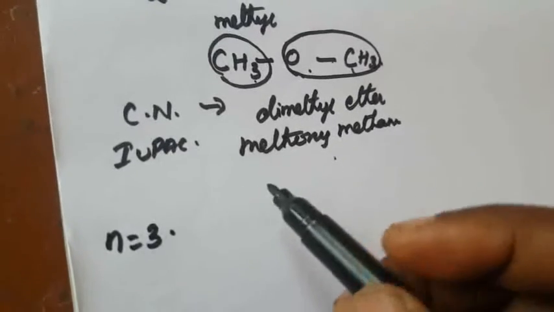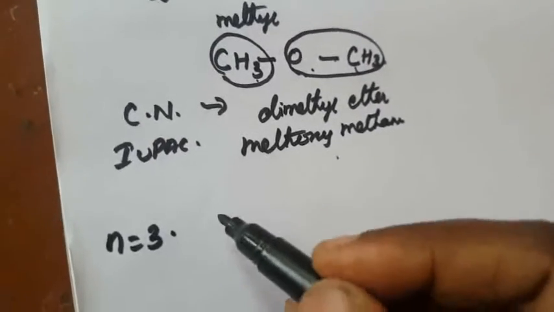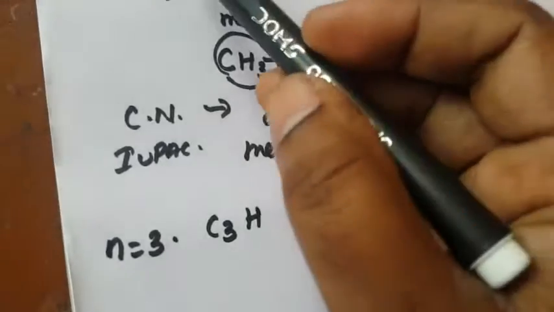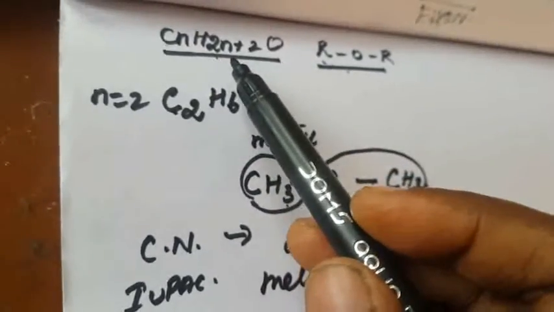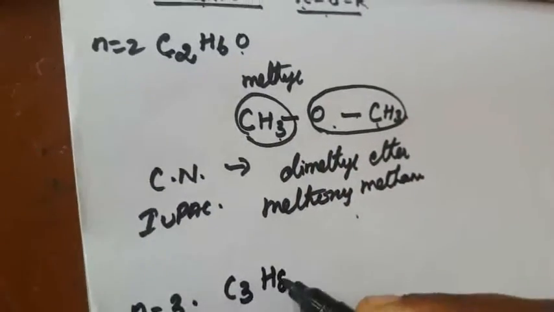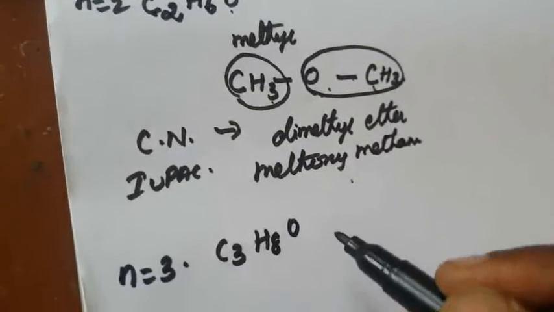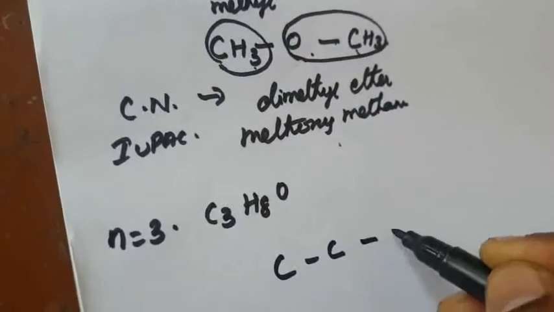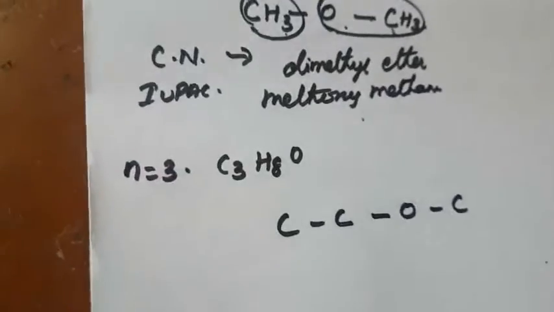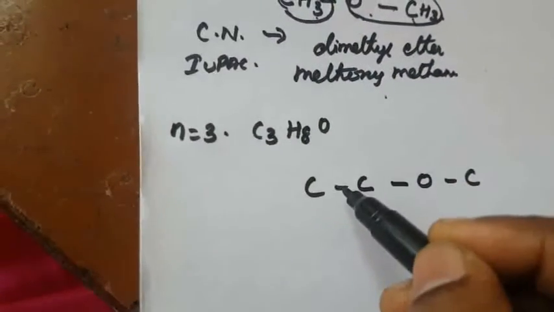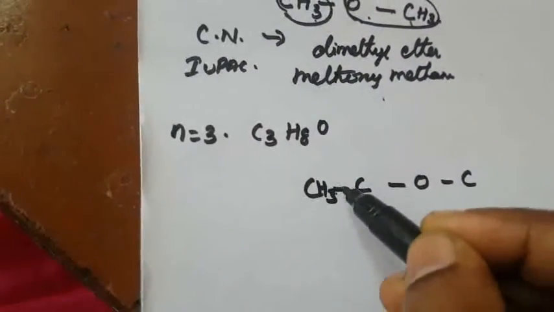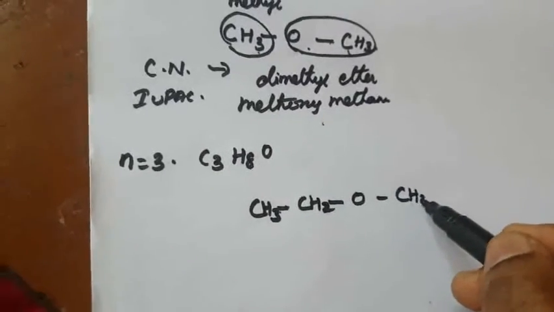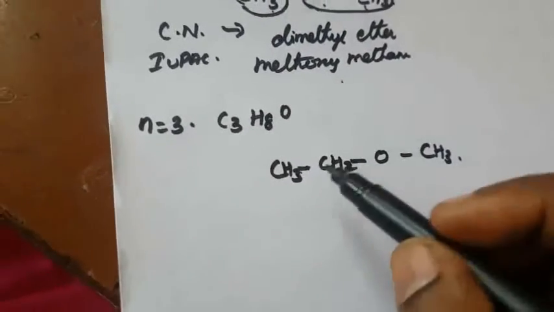Another one is n equal to 3. So n equal to 3: H is 2 into 3, 6, plus 2, that is 8. C3H8O is the formula. How to write the structure? Here 2 carbons, again 1 oxygen, and another carbon. Fill in the hydrogens: the carbon with only 1 bond has 3 hydrogens remaining, the one with 2 bonds has 2 remaining, and the other carbon has 3 remaining. So this is the structure.